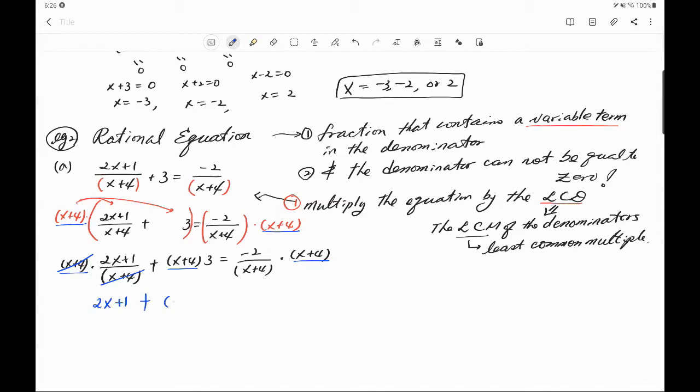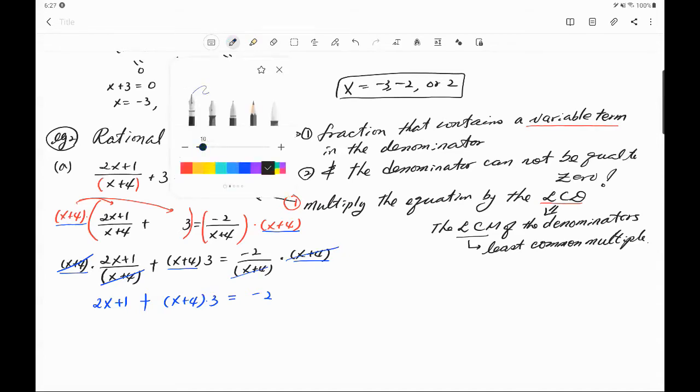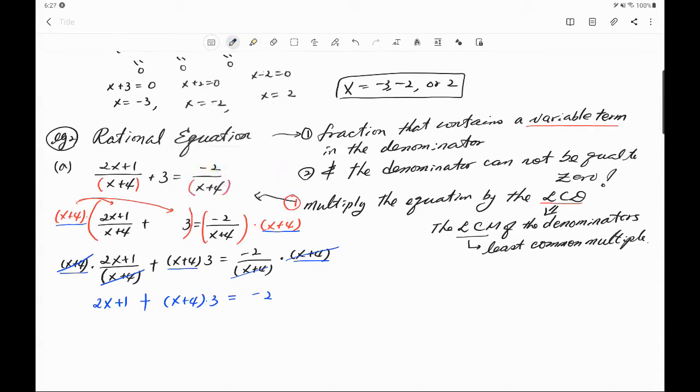And then from here, we're going to multiply these 3. And then from the right hand side, you can cancel this out. So we have negative 2. So there's no more denominators, right? No more denominators. So from here, we can just find the x using just regular method.